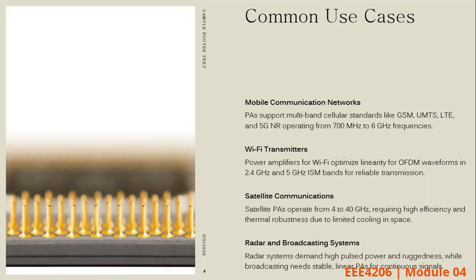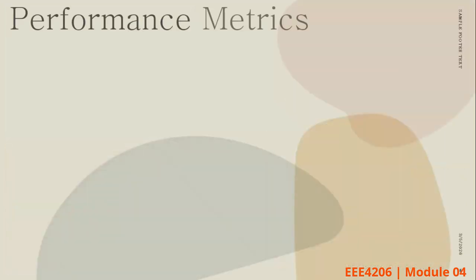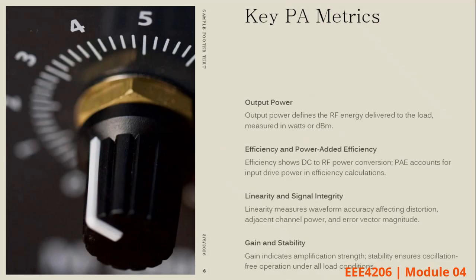Okay, so let's now proceed and look at the performance metrics. And these are very, very key. Like I said, there are a number of competing metrics or parameters that you need to balance when you're designing your RF power amplifier. First and foremost, there is what you call the output power, and this has to be boosted to be able to reproduce the desired signal that is delivered to the load.